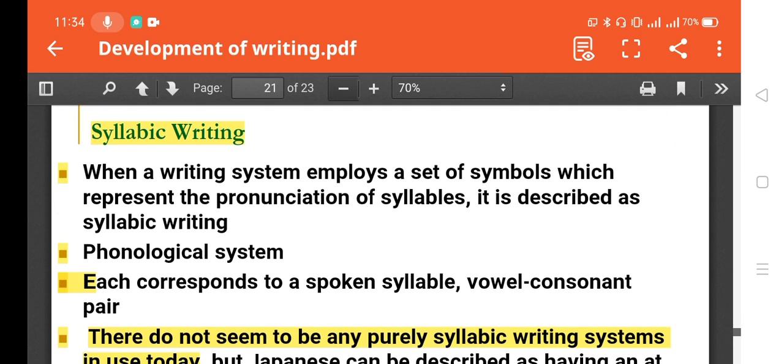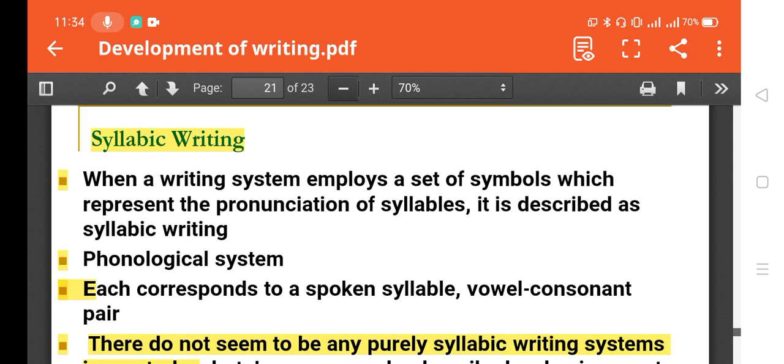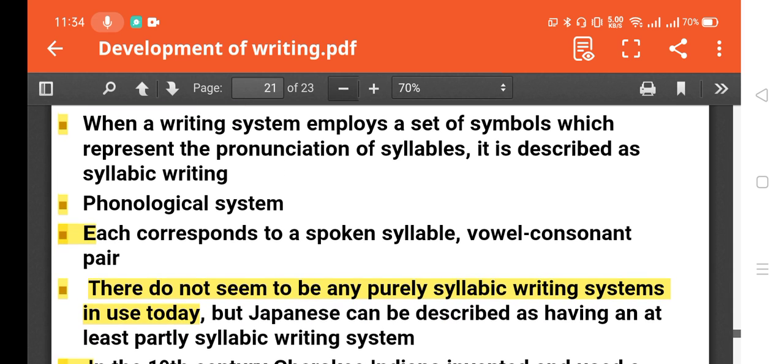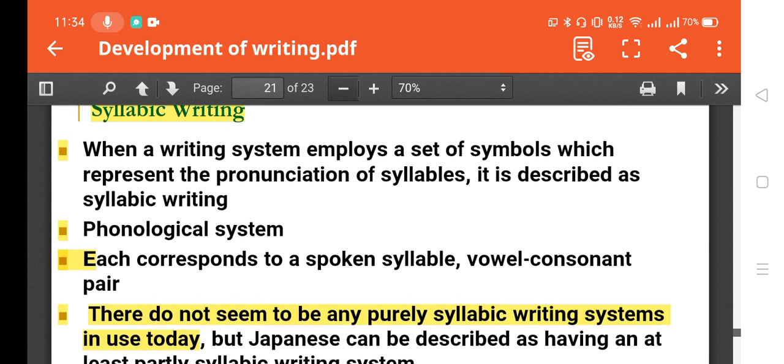And syllabic writing, which is a modern writing system. When a writing system employs a set of symbols which represents the pronunciation of syllables, it is described as syllabic writing. So syllable, what do you understand by the word syllable? Syllable, as you know, in linguistics, is the breath we take to utter a word. There are different words, some are monosyllabic, some are disyllabic, some are multisyllabic, and it's a phonological system.